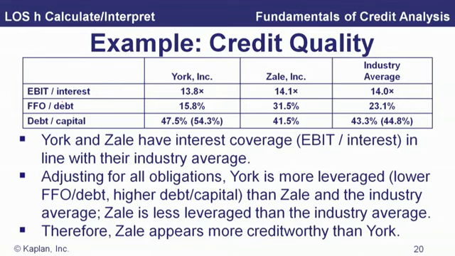Debt to capital ratio, well, 47% with goodwill, 54% without it. Nothing too dramatic there. I guess Zale doesn't have any goodwill, so we are only reporting the debt to capital ratio of 41%, a little bit lower than York. The industry average is 43%, and 44% if we back out goodwill based on those descriptions of the assumptions for the average company in those ratios.